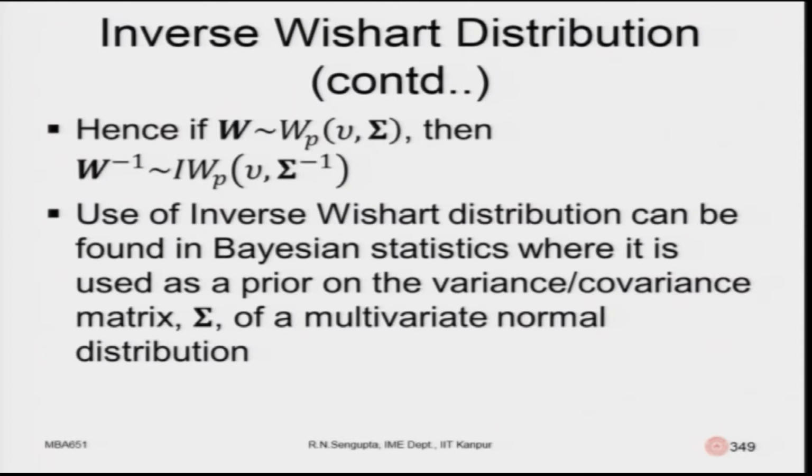So, in this case if W is Wishart distributed with degrees of freedom V and the variance covariance matrix, then the inverse Wishart distribution would also have the same degrees of freedom and the other parameter, rather than being the covariance matrix, would be the inverse of the variance covariance matrix. So, the inverse Wishart distribution can be found in Bayesian statistics, where it is used as a prior on the variance covariance matrix of a multivariate normal distribution, and based on that we do the studies.